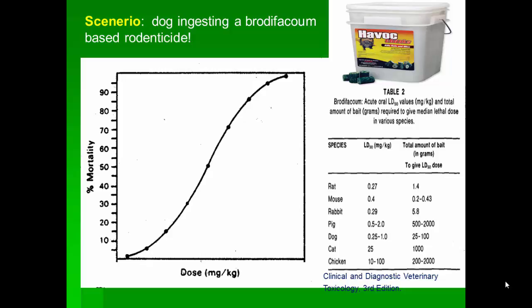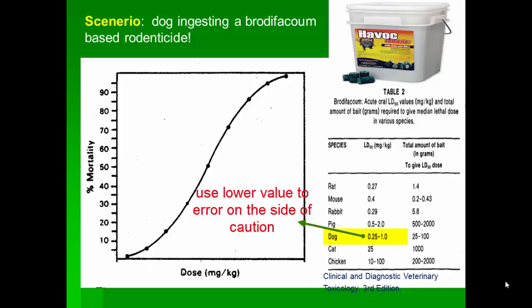But in our case, we have data for dogs, and the LD50 reported is between 0.25 and 1 milligram per kilogram. So when we see a situation like this one, it's obvious that they have gathered data from different studies, and unless we have some other source of information, we want to err on the side of caution. So we're going to use the lower value of the LD50, which in this case would be 0.25 milligram per kilogram.